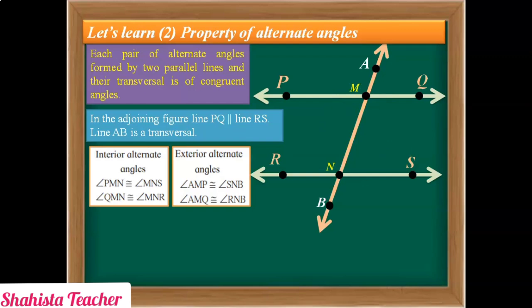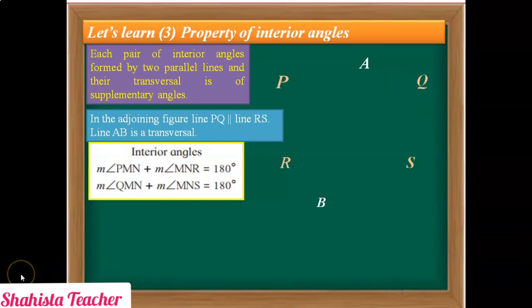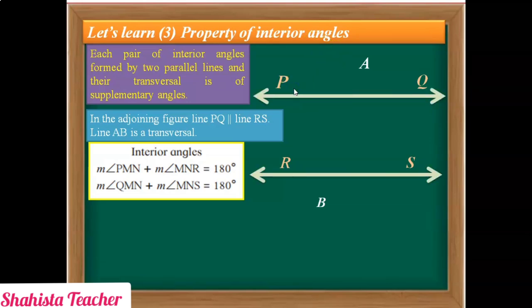Now in this way we have learned the property of alternate angles. Next, we'll see the property of interior angles. Property of interior angles means the same side of the transversal and inside the given lines. Here are two parallel lines and one transversal line: PQ is parallel with RS and AB is the transversal line. Now here, this is the same side of the transversal.